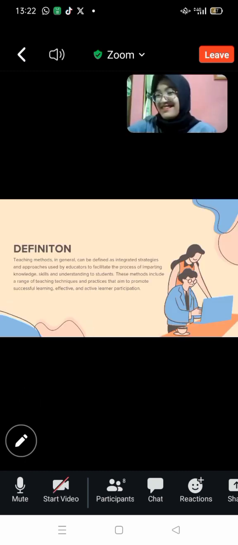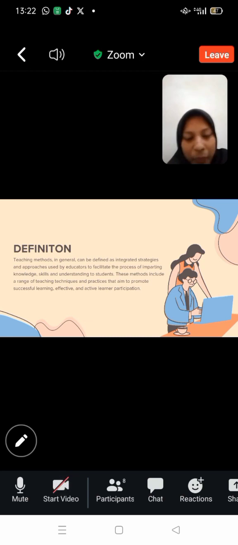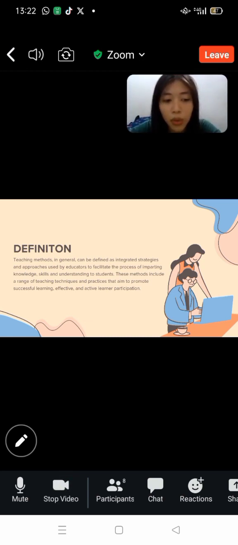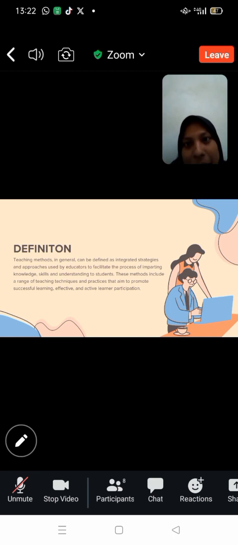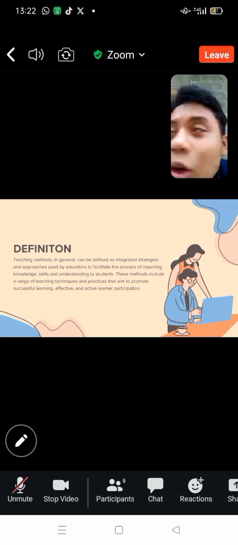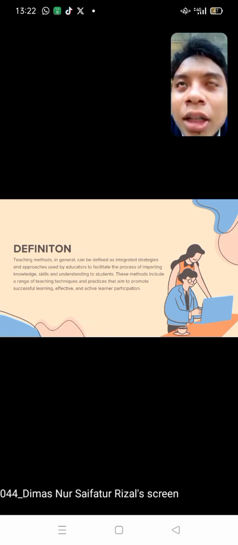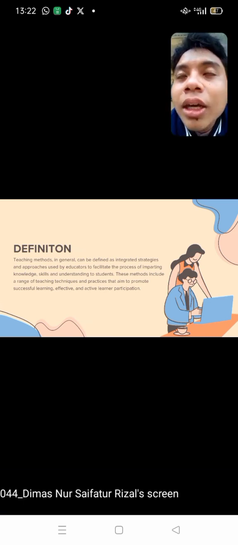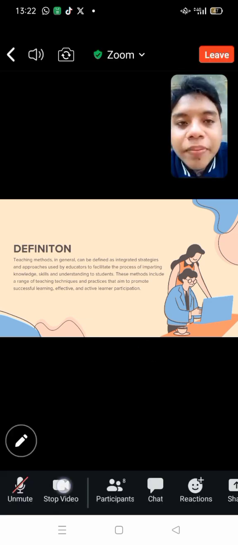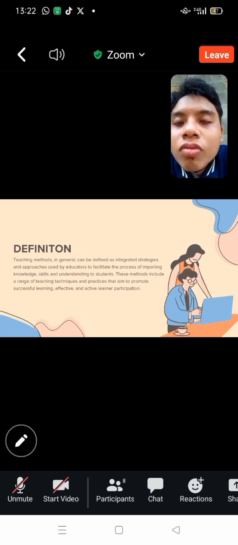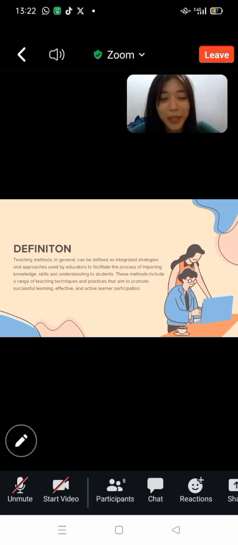The first presentation will be discussed by Intan Aryani Putri. Okay, so first we have the definition. The definition of teaching methods in general can be defined as integrated strategies and approaches used by educators to facilitate the process of imparting knowledge, skill, and understanding to students.